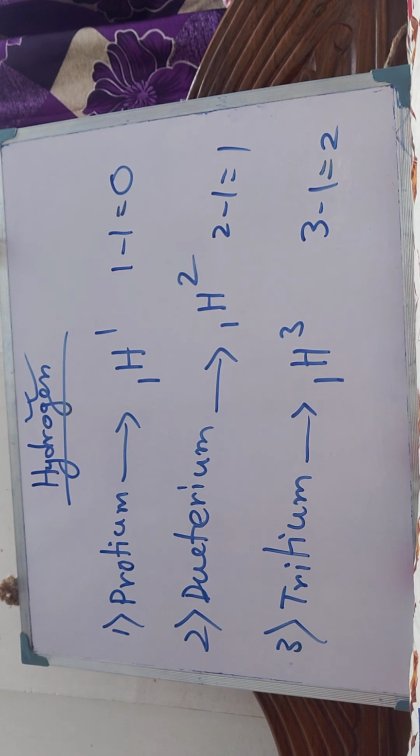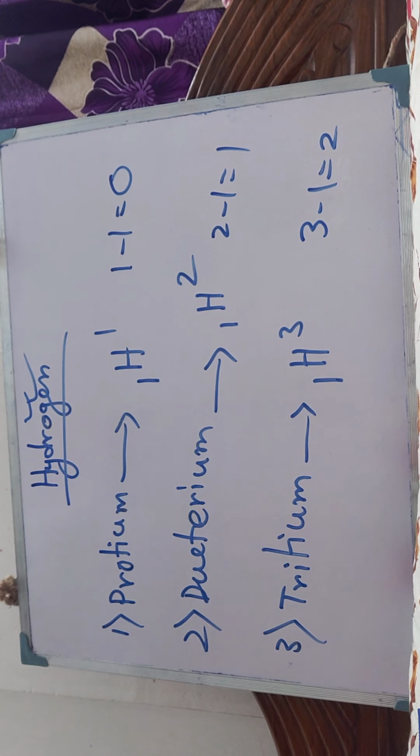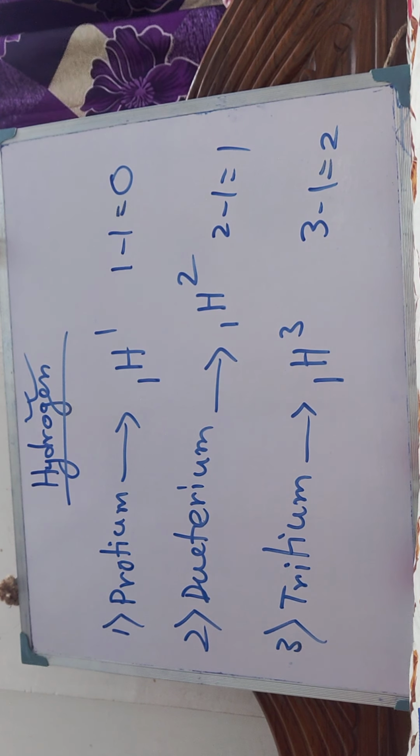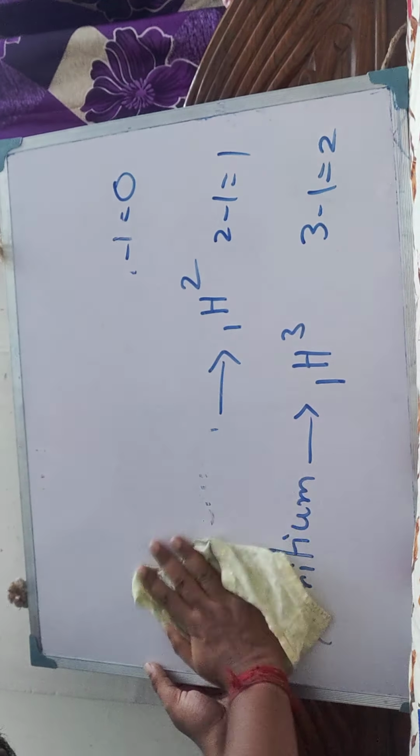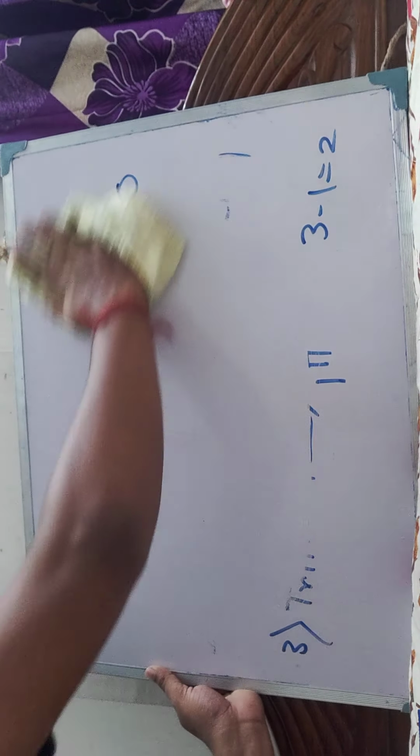So, isotopes are those which have the same atomic number but different mass number. Clear? There are many elements, not only hydrogen: carbon, nitrogen, oxygen, chlorine, all of them actually have their isotopes in nature, but in very minimal amounts. But there is an atom known as chlorine. Chlorine has two isotopes.